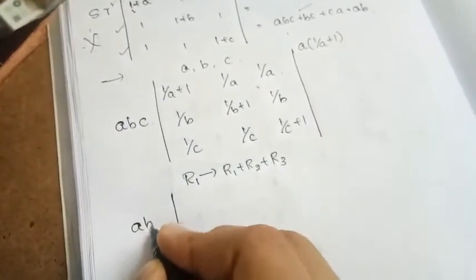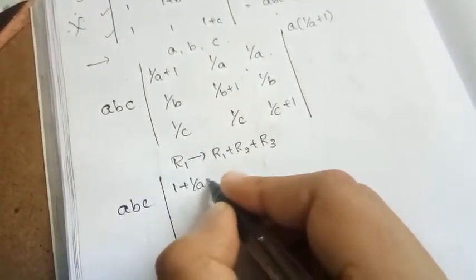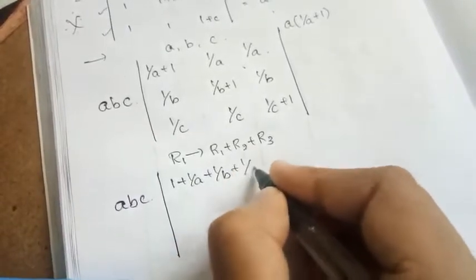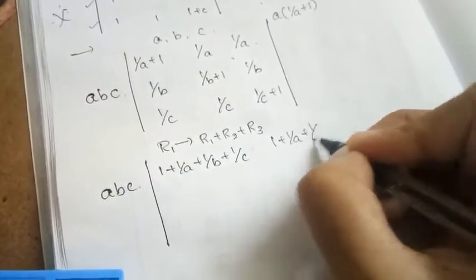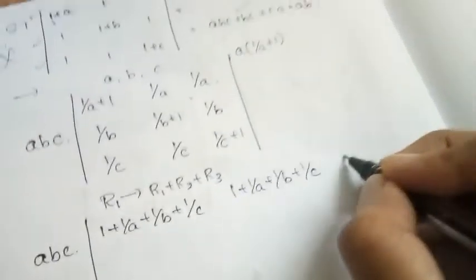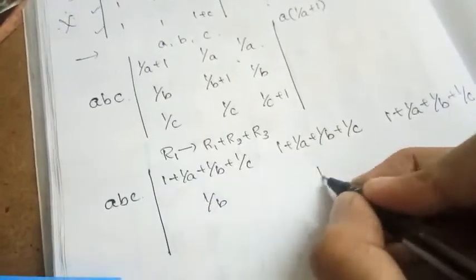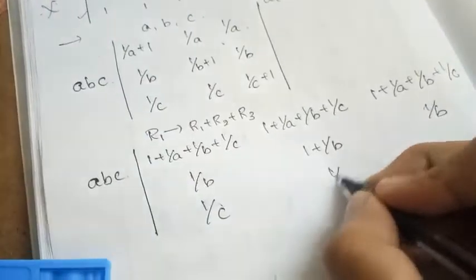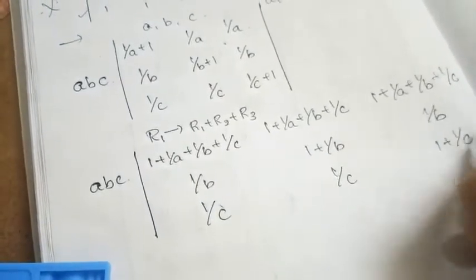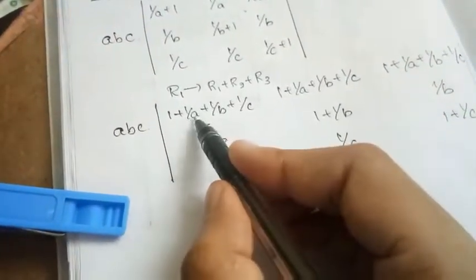So ABC is common outside. The first row becomes 1 plus 1 by A plus 1 by B plus 1 by C. The second row also becomes 1 plus 1 by A plus 1 by B plus 1 by C. The same for the third row, 1 by A plus 1 by B plus 1 by C. The second and third rows remain as they are, 1 by B, 1 by C, 1 by C, 1 plus 1 by C.